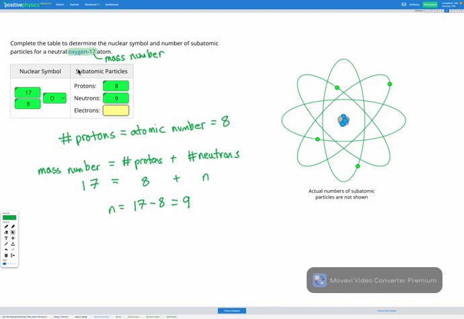Finally, the electrons. Since it's a neutral atom, we know the protons and electrons have to be the same so that they can balance out each other's charge. So it's going to be 8 as well for the electrons.